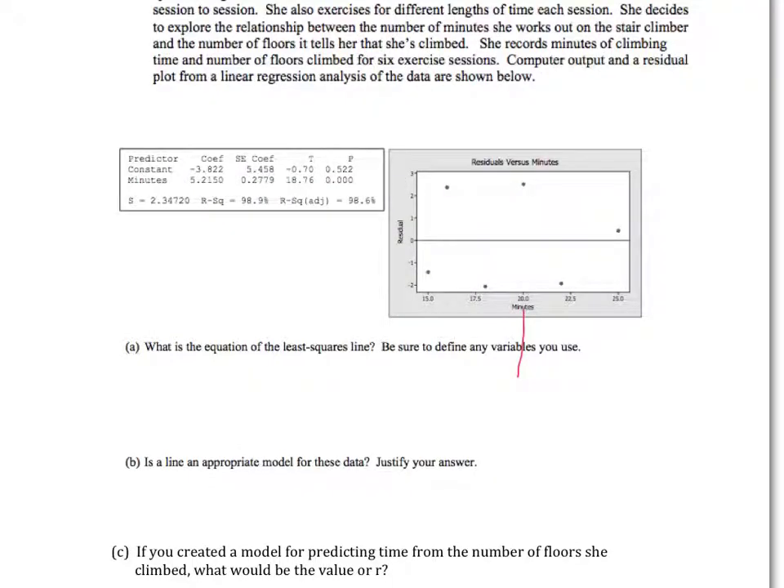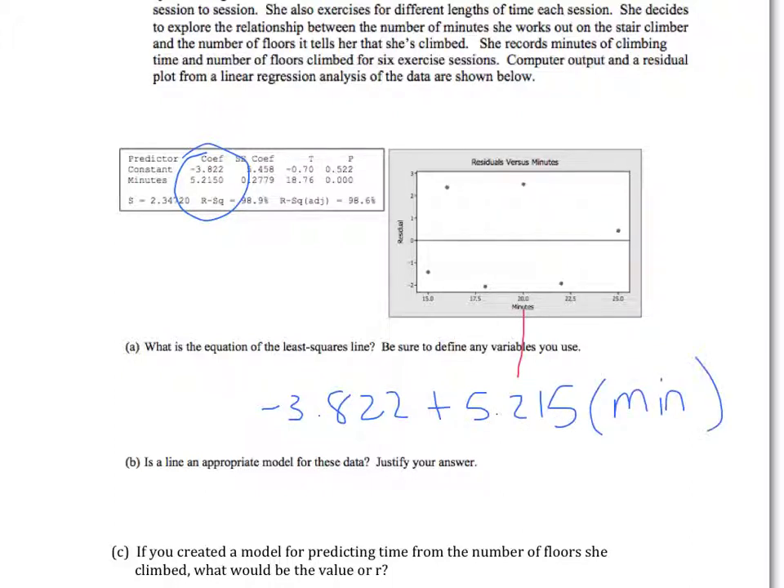The last question is asking you to find the equation of the least squares regression line. You should be able to look at this and see that the y-intercept was negative 3.822 plus the slope, which was 5.215 times x, which is minutes. And this is going to help us predict the number of floors that were done.